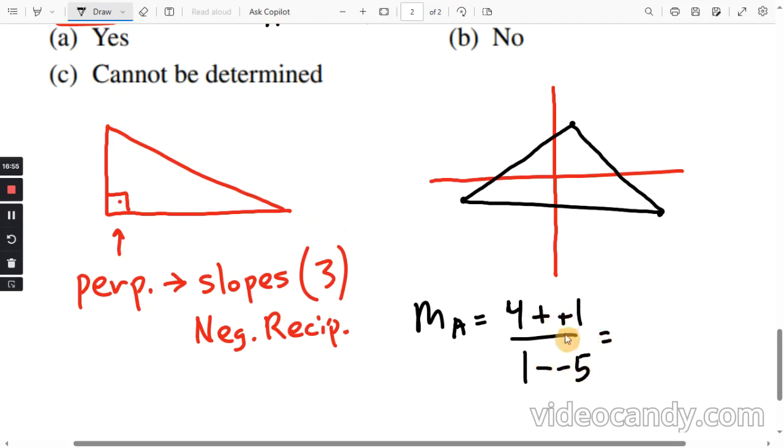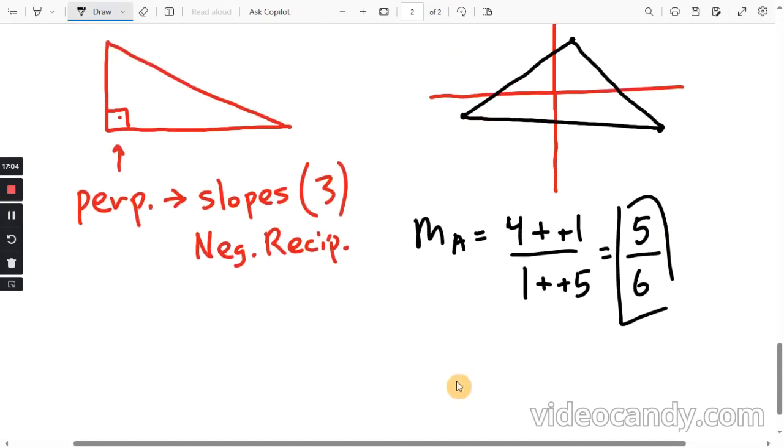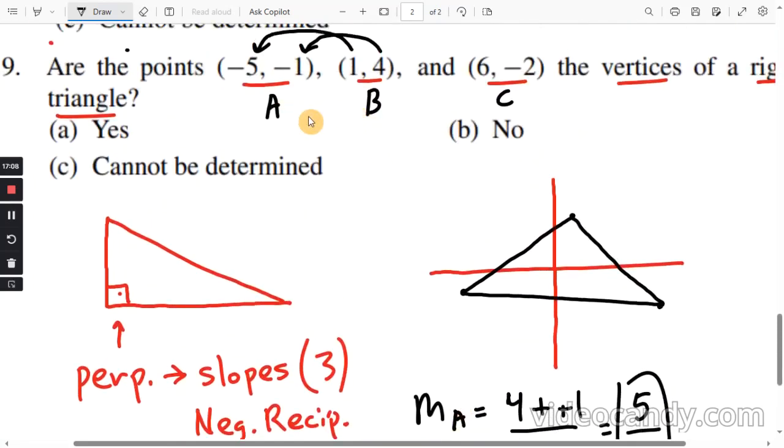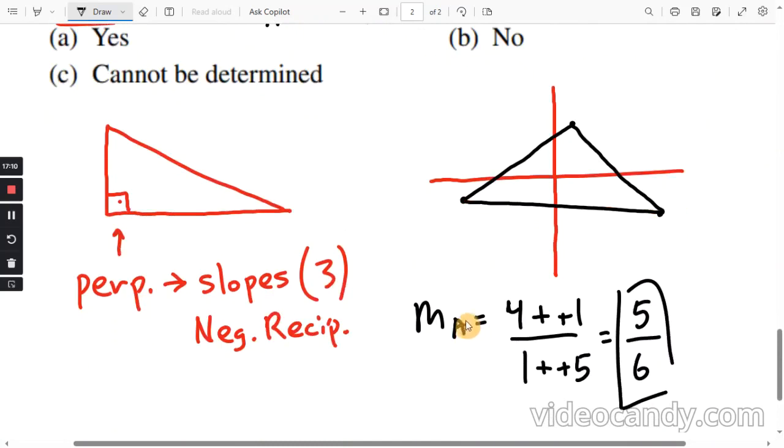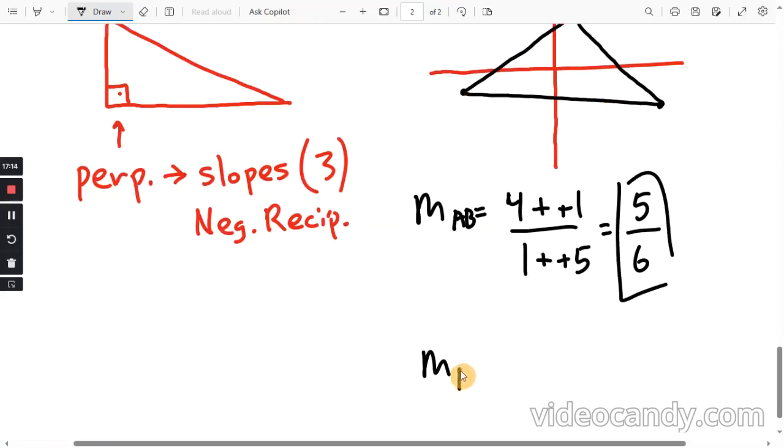Two negatives make it positive. 4 plus 1 is 5. 1 plus 5 is 6. Slope, what did I do here? AB. This was AB. All right, now let's do BC.